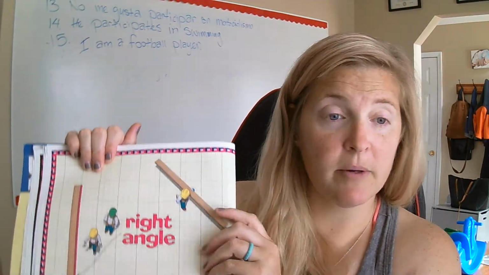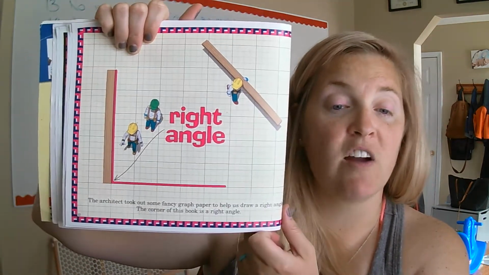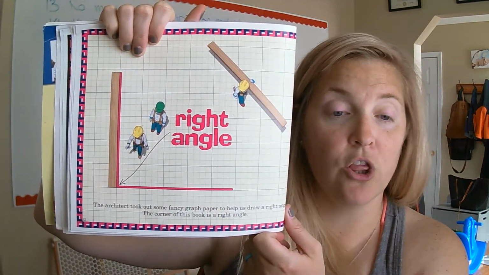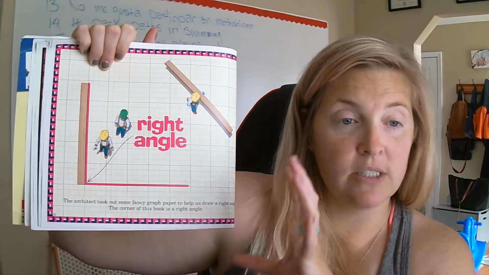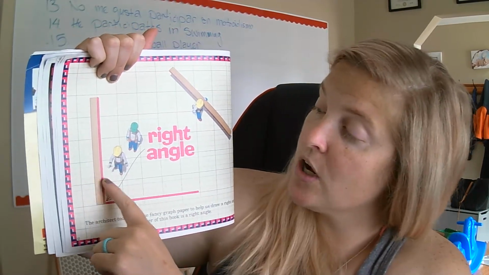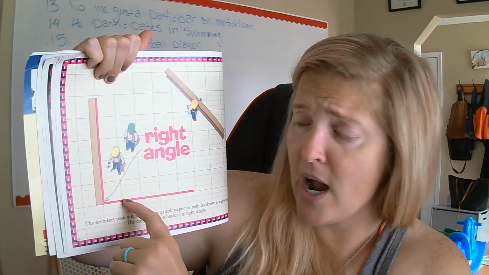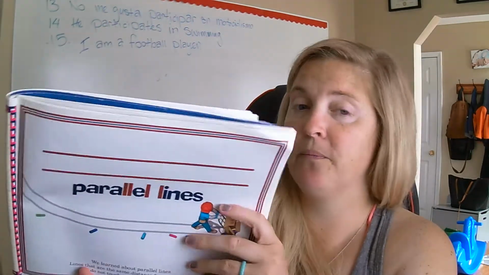Okay, remember how I talked about obtuse and acute? Here's a right angle. The architect took out some fancy graph paper to help us draw a right angle. The corner of this book is a right angle. Okay, a right angle measures 90 degrees. And typically whenever you are identifying a right angle, you're going to draw a box around it, okay? In that corner. That represents a right angle.